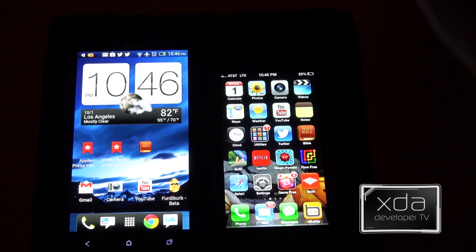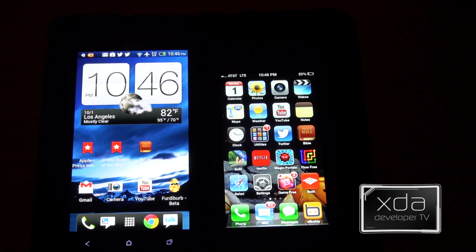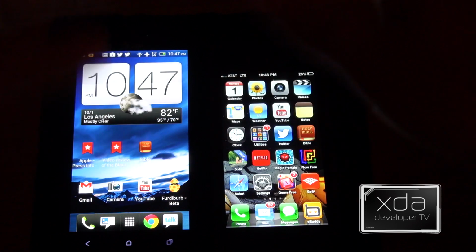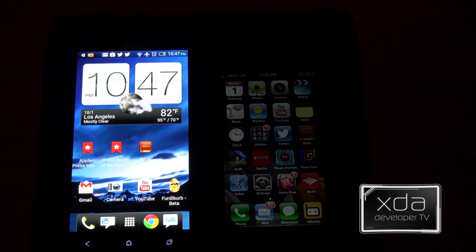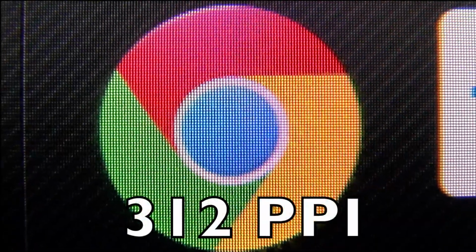Both the iPhone 5 and the HTC One X use IPS screens, and really just because of copyright infringements, they're not allowed to be called the same thing, but really they're the same thing. This is the HTC One X, and it has 312 pixels per square inch.